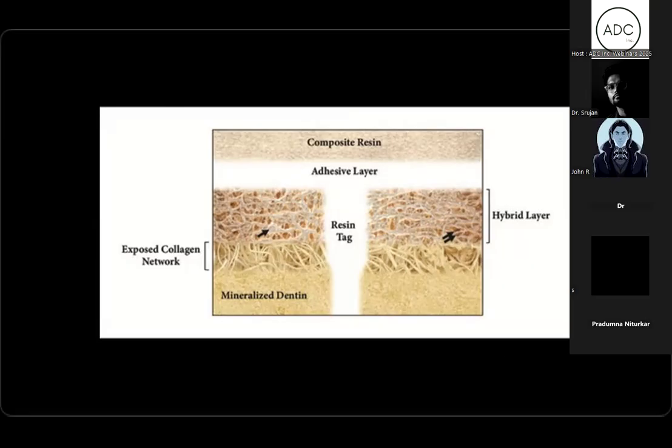So that's hybrid layer for you. I tried to make it as easy as possible. Not just the hybrid layer, probably the entire webinar. I really hope you understood most of it. If you haven't, you can obviously reach out to me.